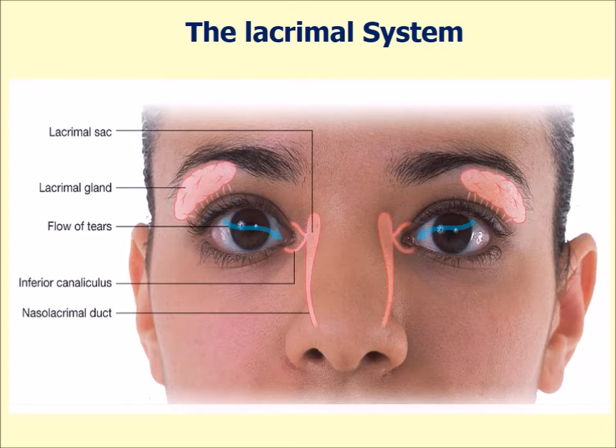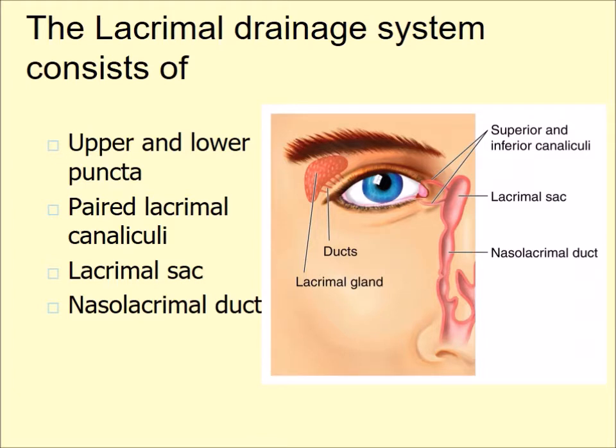As we know, the lacrimal system consists of the tear-producing lacrimal glands and its drainage system. The lacrimal drainage system consists of the upper and lower punctum and paired lacrimal canaliculi, lacrimal sac, and nasolacrimal duct, which opens into the inferior meatus.